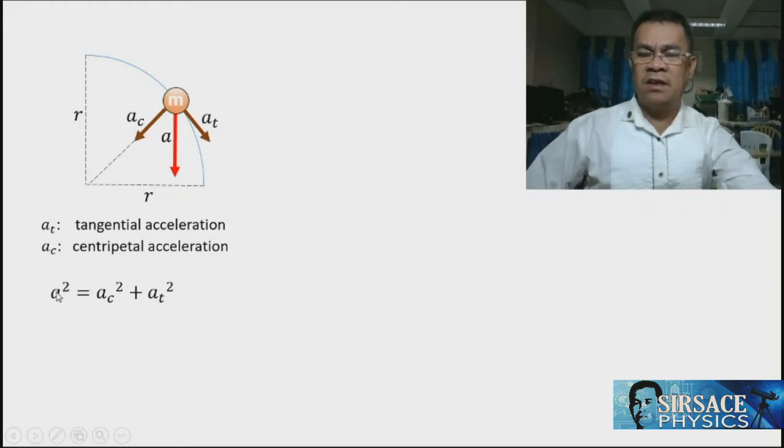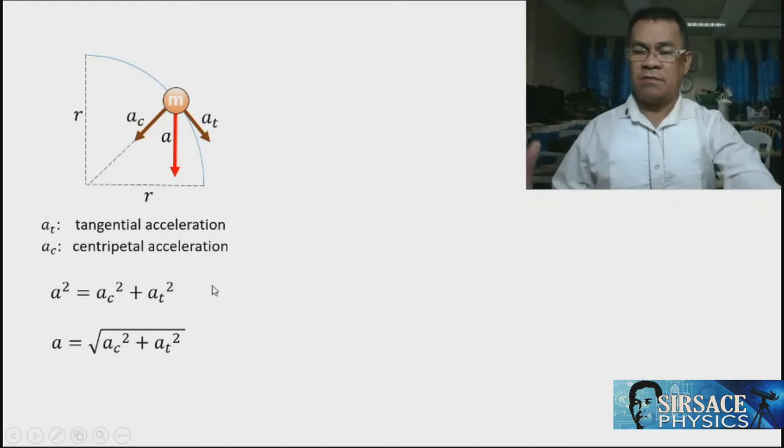To calculate A, you have to use the Pythagorean theorem, because if this is a sub C, and this is a vector, you can put it here. This is a kind of right triangle, and the angle between them is 90 degrees. So A will serve as the hypotenuse. The Pythagorean theorem says that the square of the hypotenuse is equal to the sum of the squares of the two sides. Solving for A, take the square root. So the acceleration is the square root of the square of the centripetal acceleration plus the square of the tangential acceleration. That's it. You can provide the theoretical value of the acceleration.